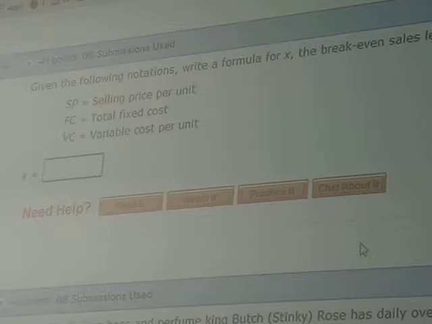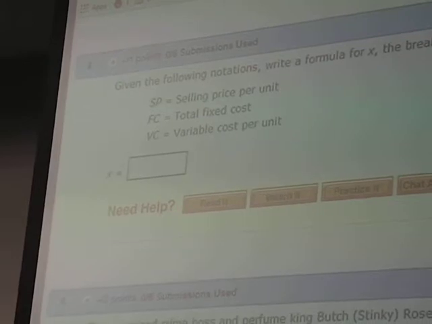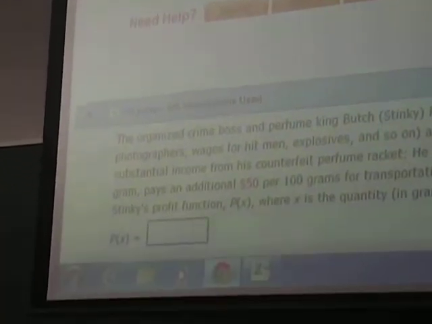So what does SP mean? Selling price per unit. Like in that example that we did at the very beginning, what was the selling price per unit, Shanaka? Sorry to torture you, but what was the selling price per unit in the last example? In the example you did, the selling price, how much?